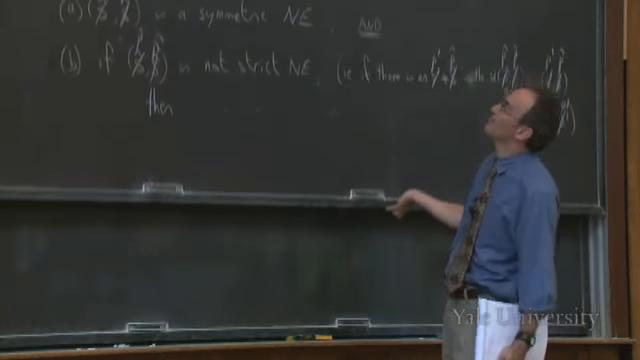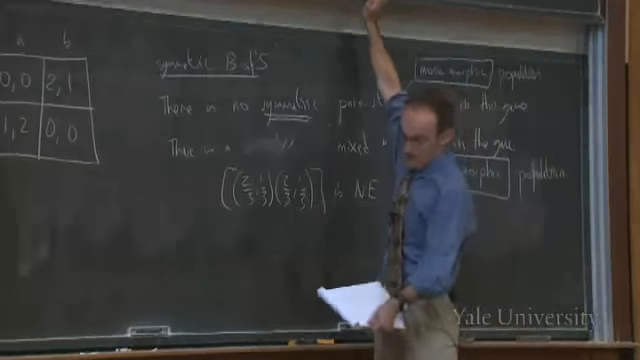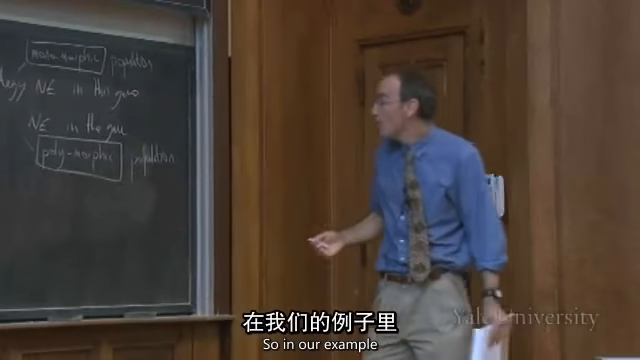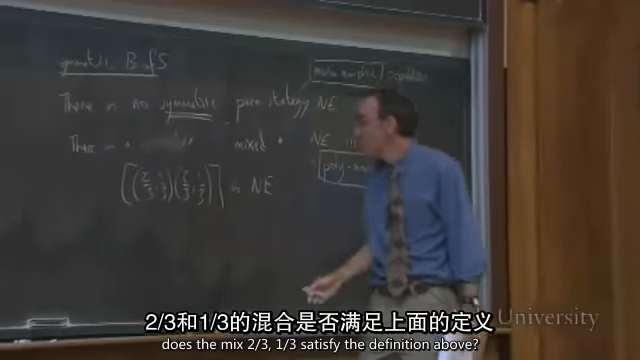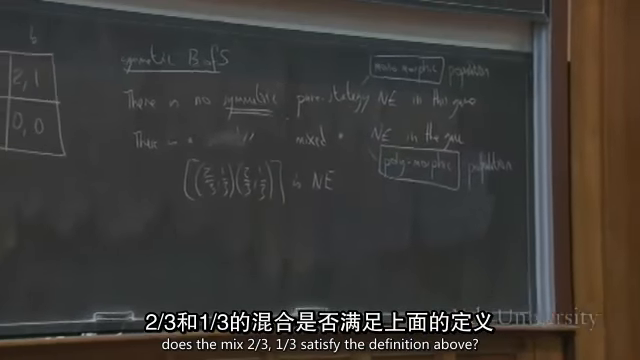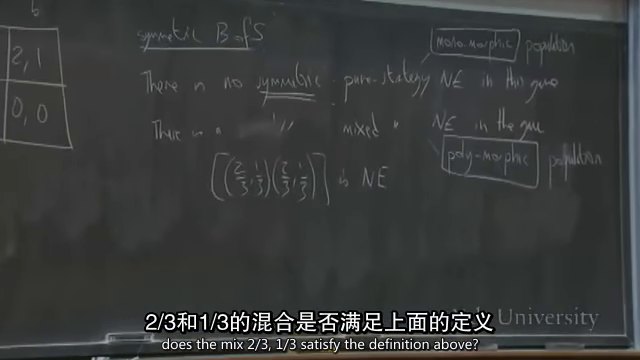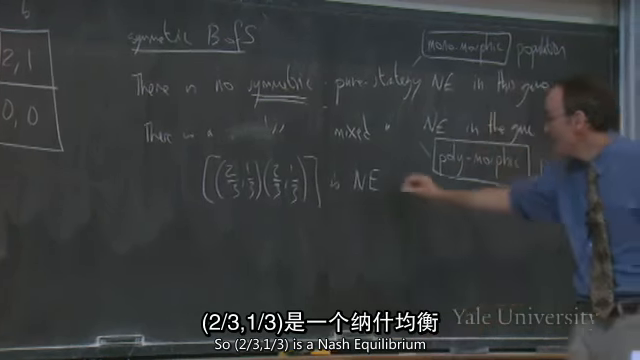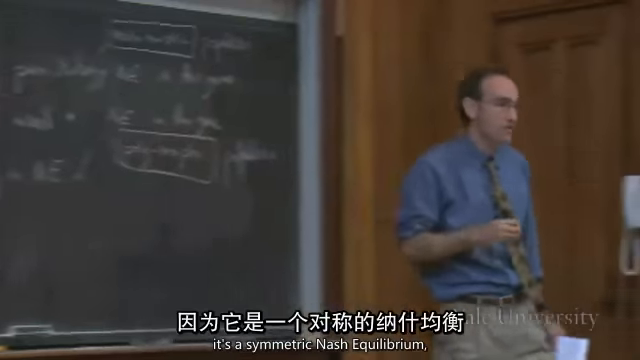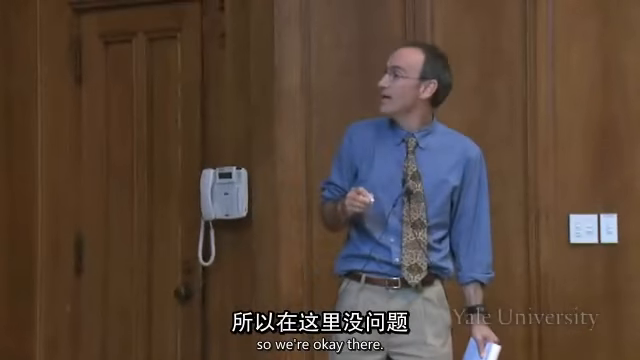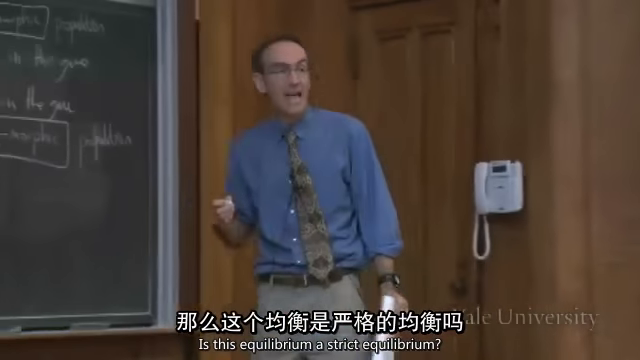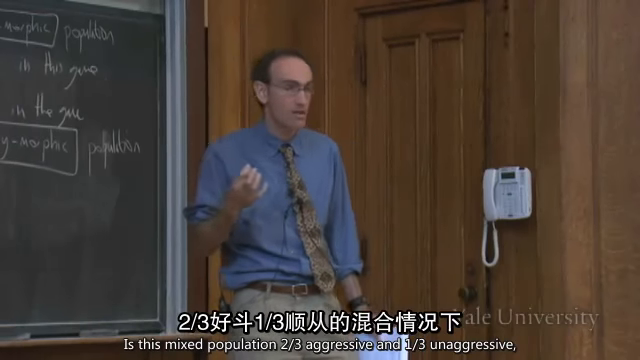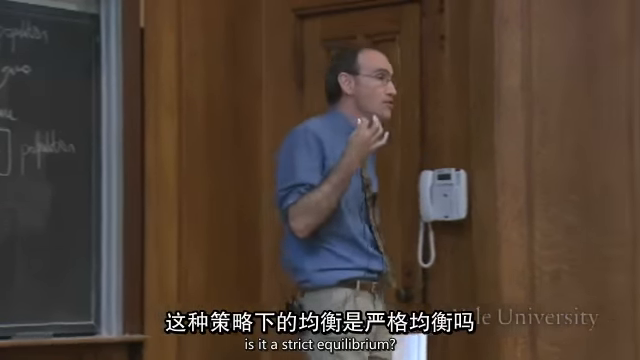Let's lift it up there again. So in our example, does the mix 2/3, 1/3 satisfy the definition above? Let's go through carefully. So 2/3, 1/3 is a Nash equilibrium, so we've satisfied part A. It's a symmetric Nash equilibrium, so we're okay there. Is this equilibrium a strict equilibrium? Is this mixed population, 2/3 aggressive and 1/3 unaggressive, or this mixed strategy, a strict equilibrium?